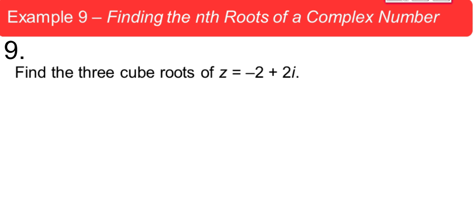And r isn't going to be 1. So this is kind of our second example here as we go through this. This one is going to be a little bit more challenging, but it's all this patterning that we kind of do as we go through it. So we want the 3 cube roots of z equals -2 plus 2i.